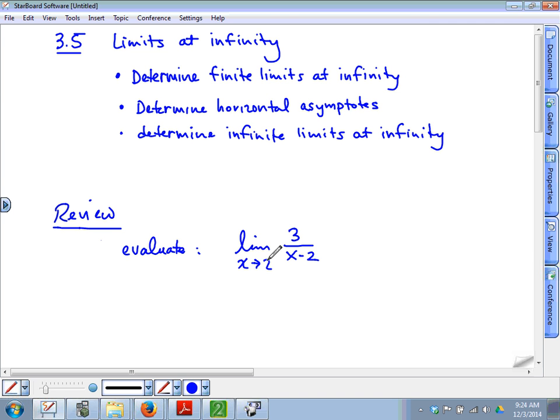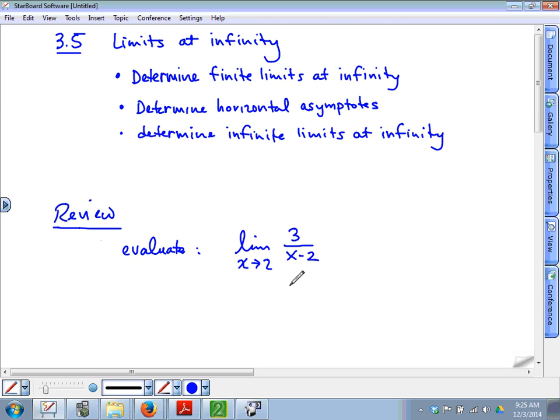90% of the time limits can be found by direct substitution. Okay, but here, you plug in a 2. It's undefined. Obviously this is a rational expression, you can't divide by 0. Why is it undefined? If we were to graph this, there would not be a point. There's a vertical asymptote running right through x equals 2, right?